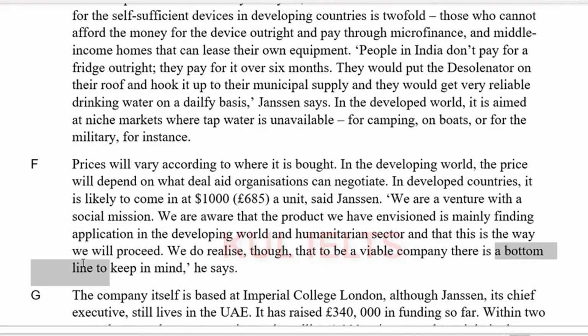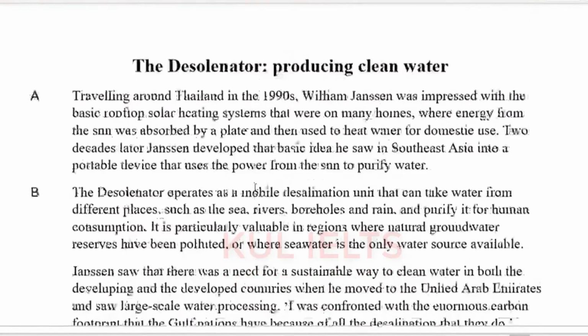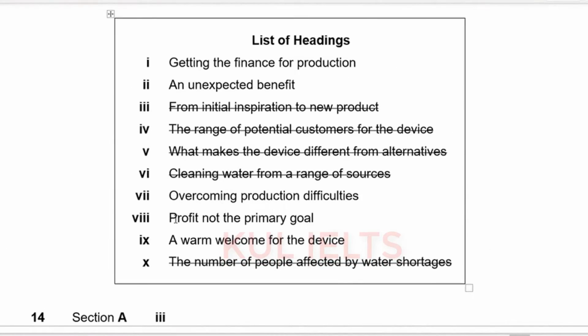Bottom line means profit. It's a bottom line of the accounting books. The last number in your accounting books is the bottom line. How much did you make? So yes, the important thing here is that he is saying we have a social mission. We aren't only about making money. We also are doing humanitarian stuff. We realize, though, yes, there is a bottom line, there is a profit to keep in mind. And so that's the only one that it can really be.